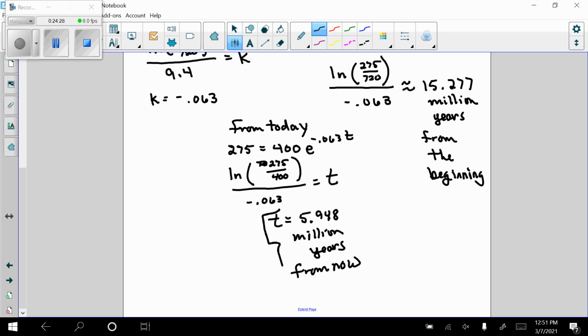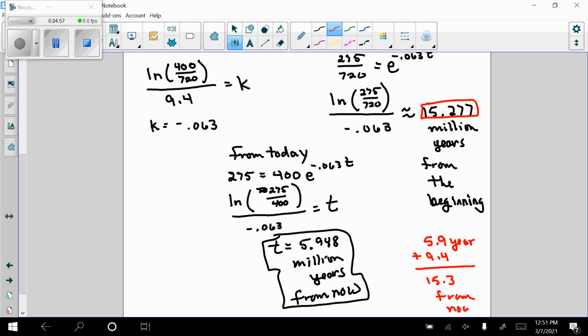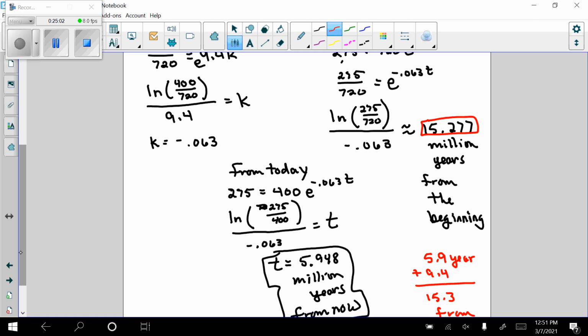So read the problems carefully so you know where you're starting from. If you go back and look at this one, this is from the beginning. Well, if you take your 5.9 from now, and add the 9.4 million years, then you get about the same answer as 15.3. So there's a few ways to do that. Just make sure that problems will be more specific, so make sure you read them carefully.